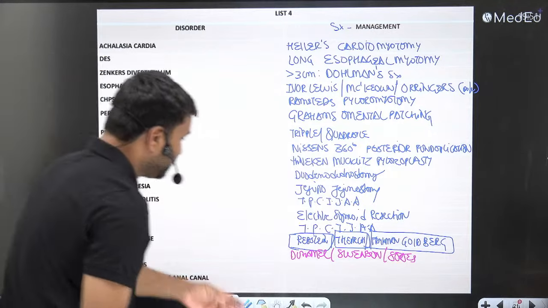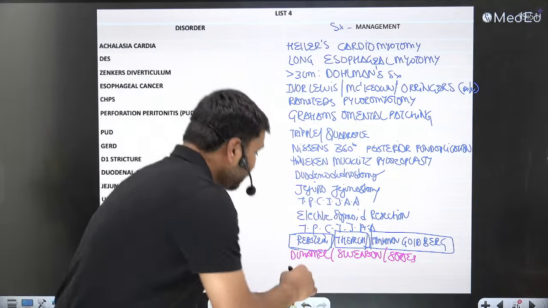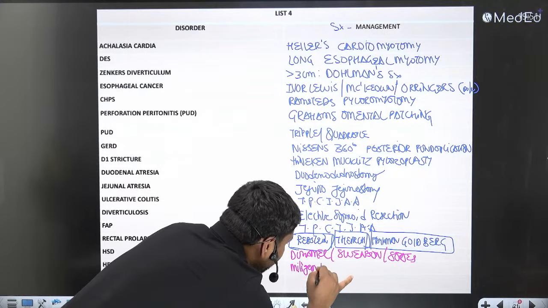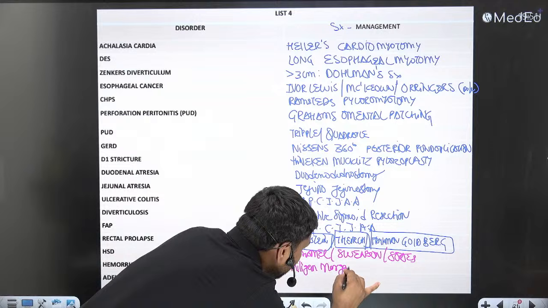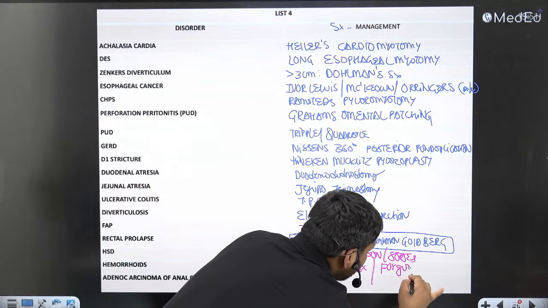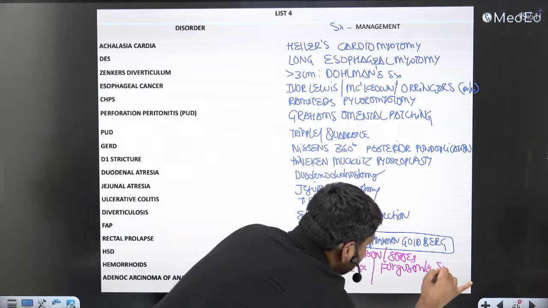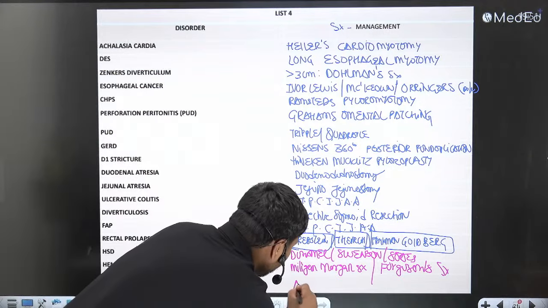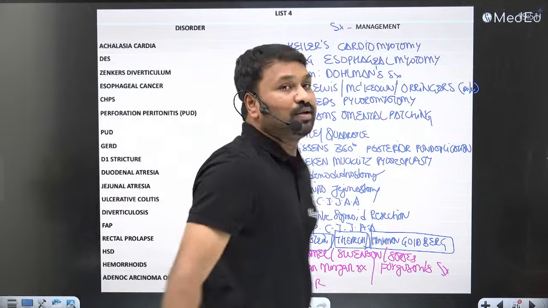Now, hemorrhoids, if you are doing an open hemorrhoidectomy, you have the Milligan-Morgan surgery. Another one that you have is Ferguson's surgery. Adenocarcinoma of the anal canal, I will do abdominoperineal resection.